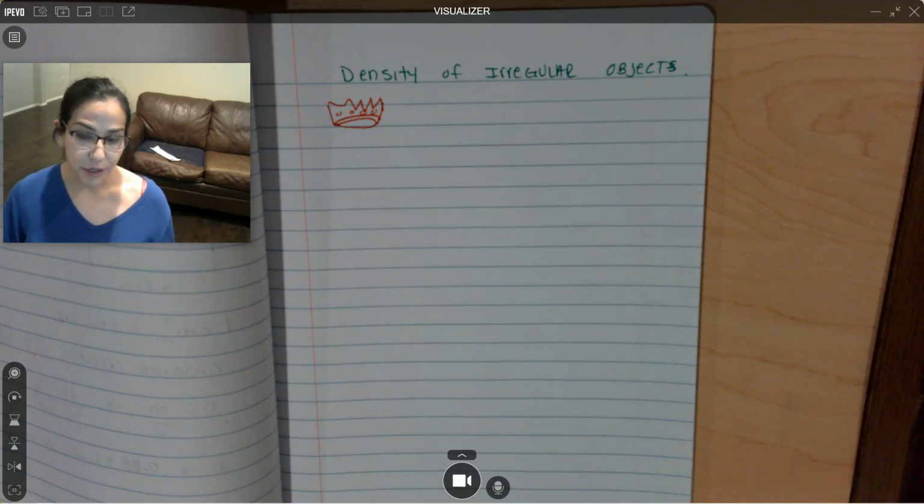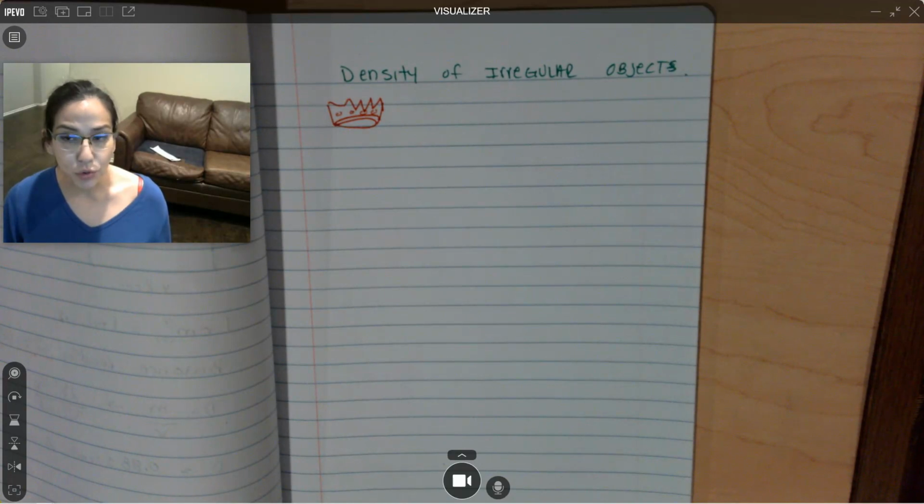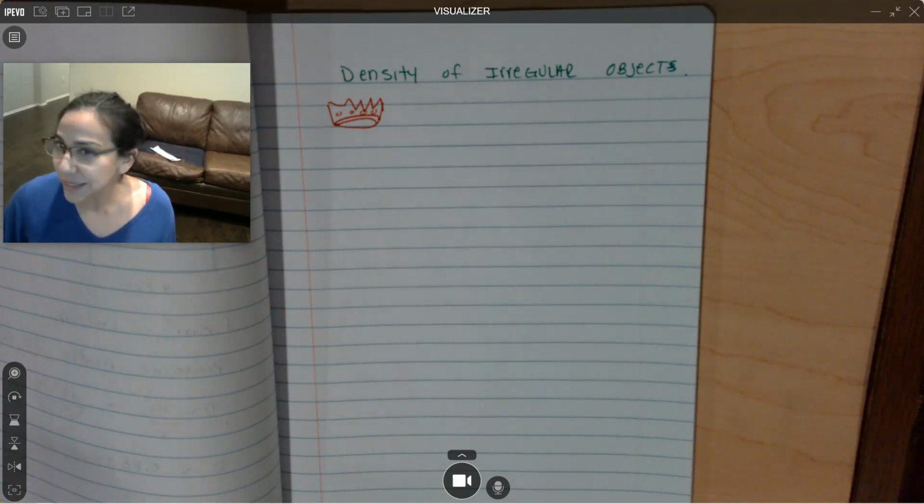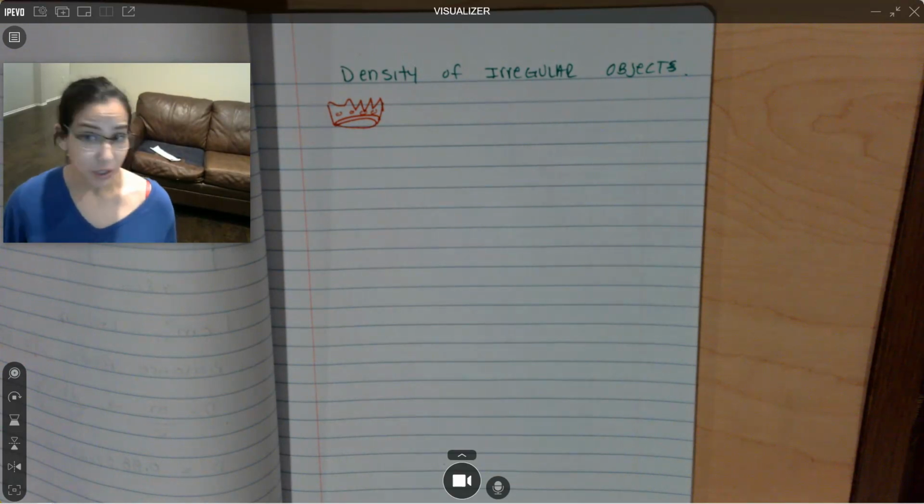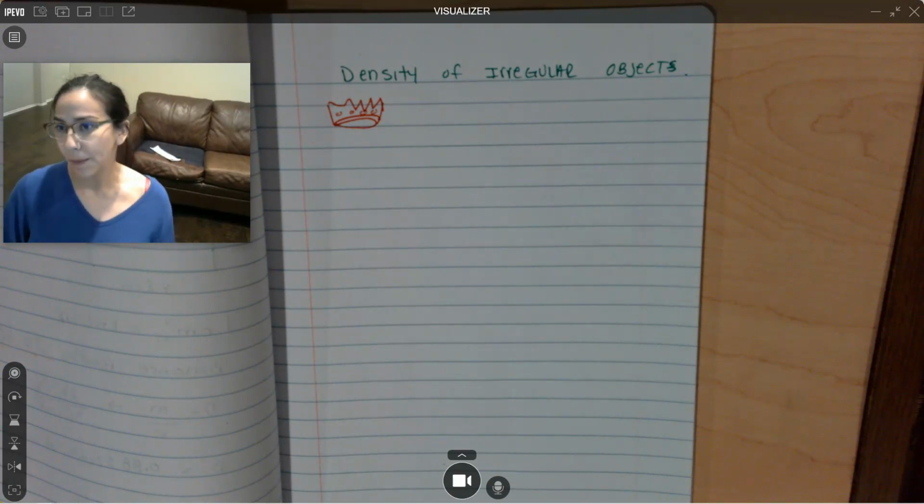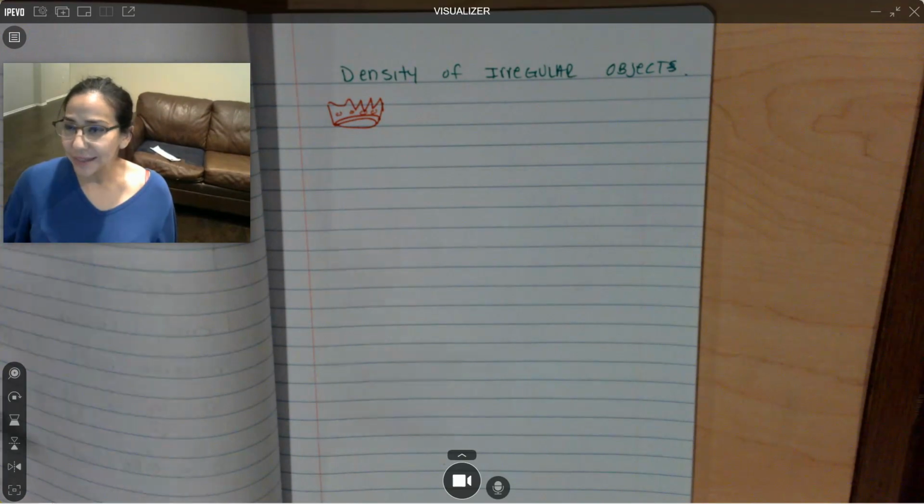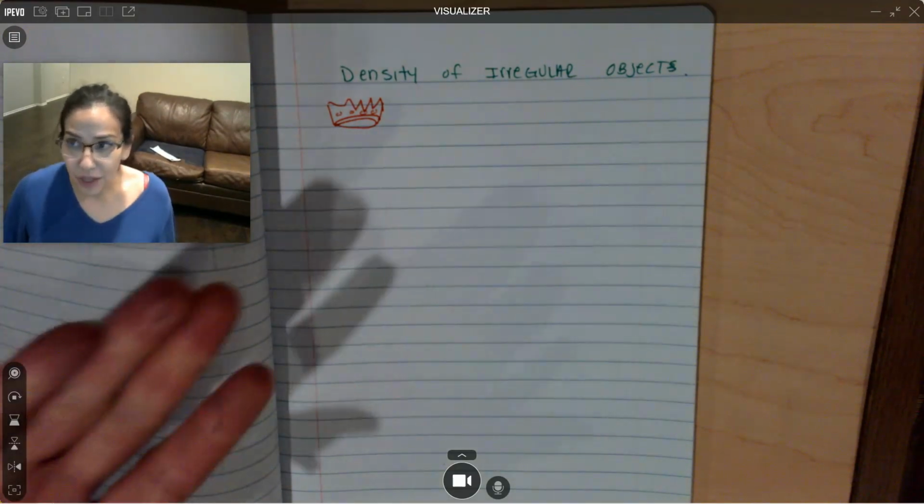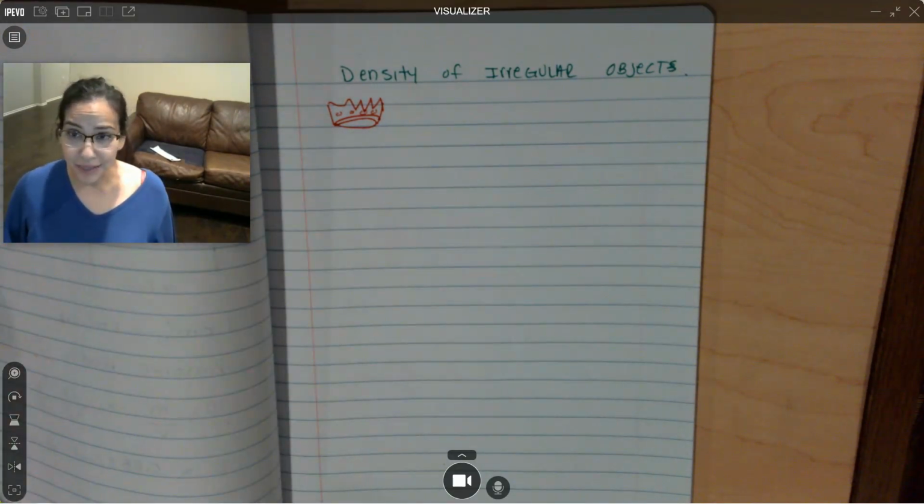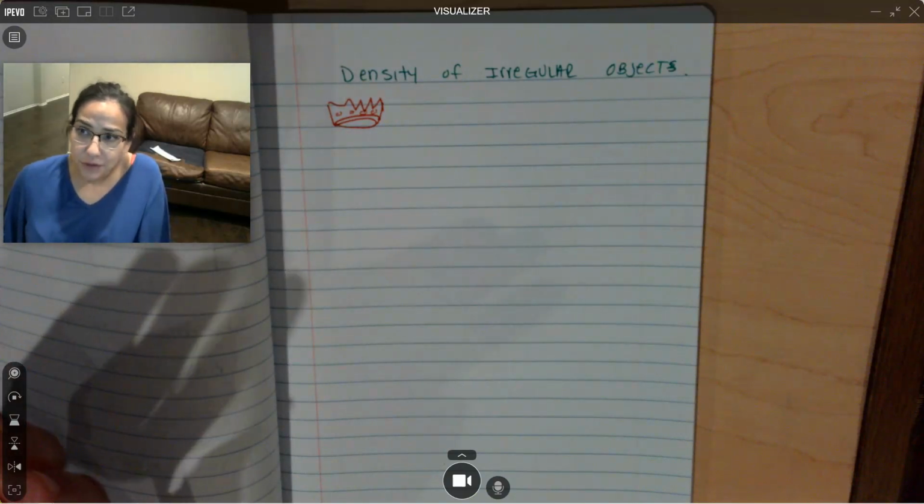So he hired a mathematician to figure out, did he really use all of the gold, or did he use something else instead of gold? Did he mix it? Who knows? Well, how do you do that? You can't take the length, the width, and the height to find the volume of this. You can take the mass, but how do you find the volume?